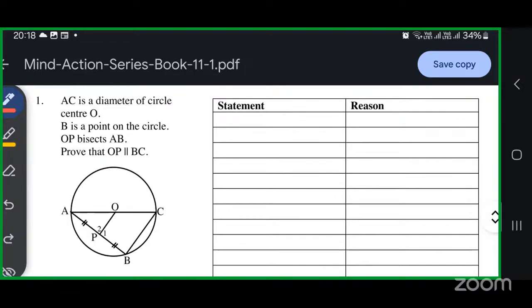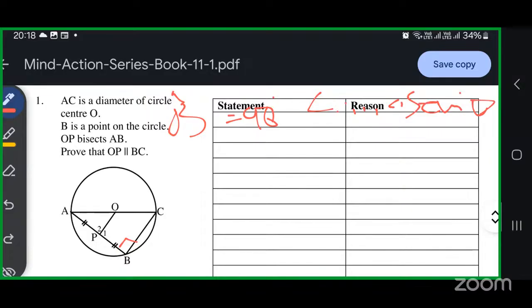Now, do you agree, Lavella, when I say this angle here is 90 degrees? Yes, sir. Why? Oh, yes, angle in a semicircle. So we are saying angle B is equal to 90 degrees, not 96. Angle in a semicircle. Okay, that's a mark.